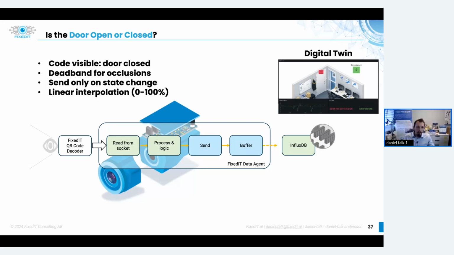And then we also add a deadband to handle occlusions. So if we lose the QR code just for a few seconds, then we don't report anything. But if there has been 5 seconds without seeing the QR code, then we assume that now the door is actually open. And only when there is this state change, going from open to closed or from closed to open, then we send a new data point to the database. And for sliding doors, we could even do linear interpolation and give you the openness of the door from 0 to 100%.